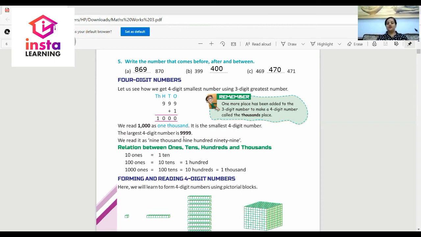The largest 4-digit number is, again, we have to put 9 four times. So it is 9999. So what is the relation between ones, tens, hundreds and thousands? 10 ones is 1 ten. 100 ones is 10 tens, that is 1 hundred. 1000 ones is 100 tens and 10 hundreds, that is 1 thousand. Simple as that.